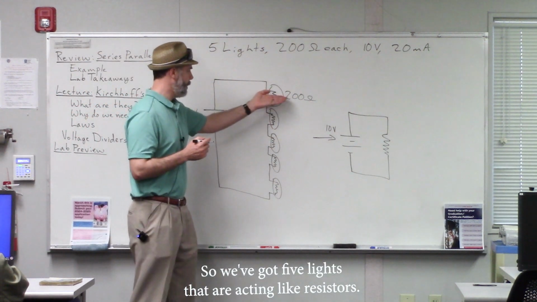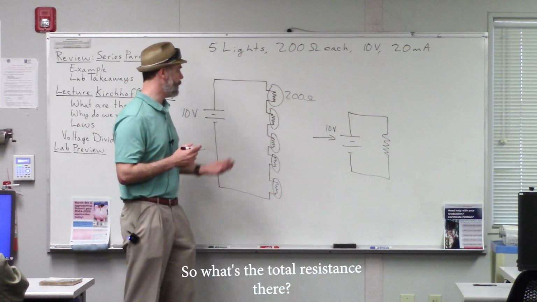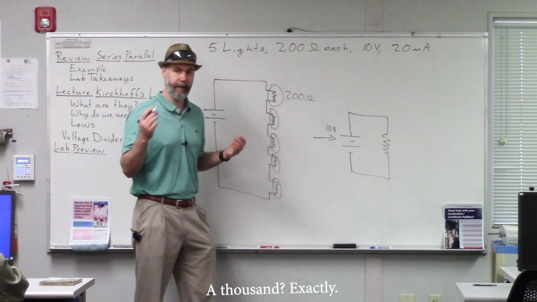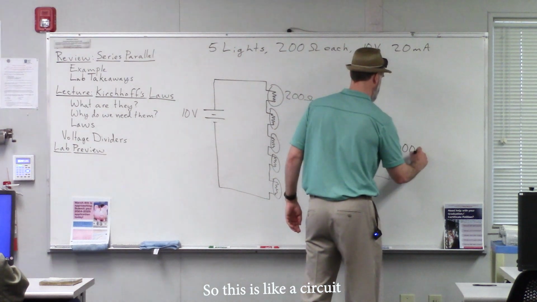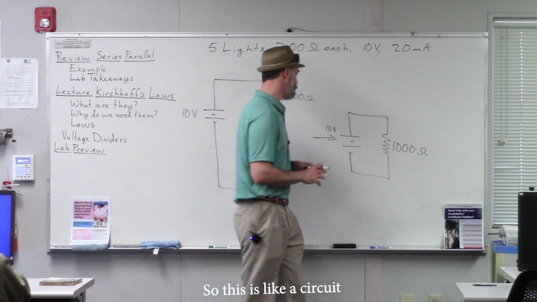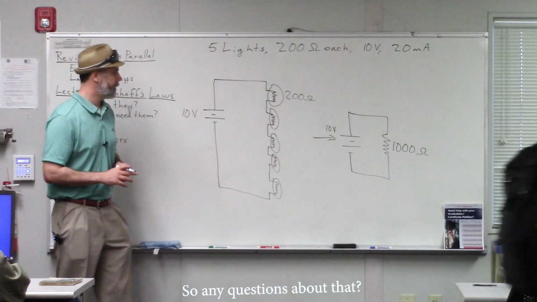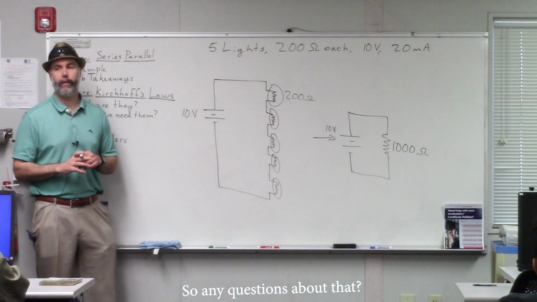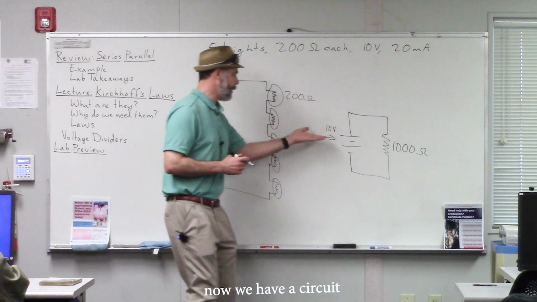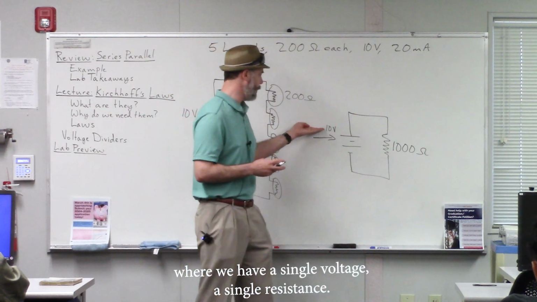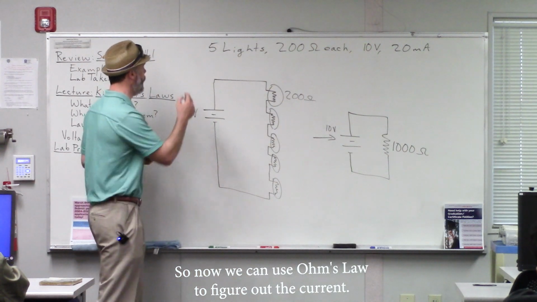So we've got 5 lights that are acting like resistors. Each one is 200 ohms. So what's the total resistance there? 1,000, exactly. So this is like a circuit with an equivalent resistance of 1,000 ohms. So any questions about that? All right. So then now we have a circuit where we have a single voltage, a single resistance. So now we can use Ohm's law to figure out the current.